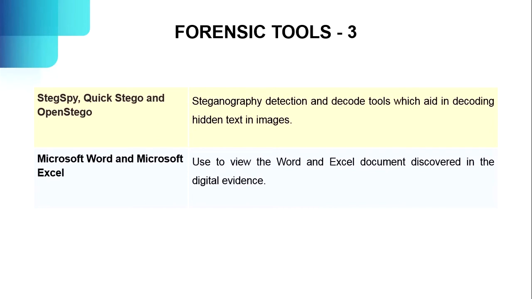Forensic Tools 3. StackSpy, QuickStago, and OpenStago. Steganography detection and decode tools which aid in decoding hidden text in image. Microsoft Word and Microsoft Excel, used to view the words and Excel document discovered in the digital evidence.